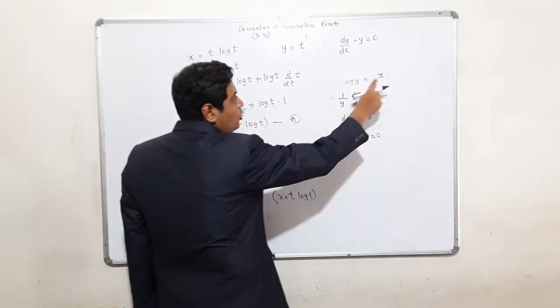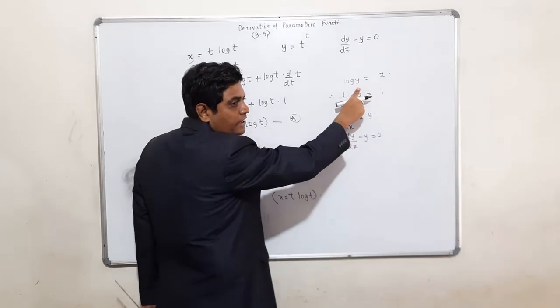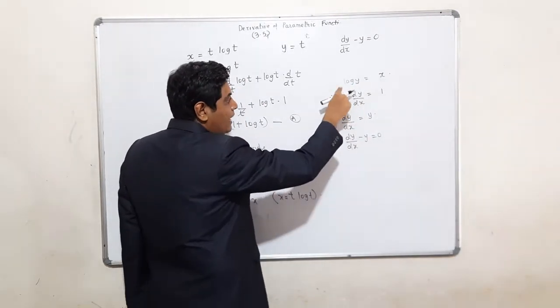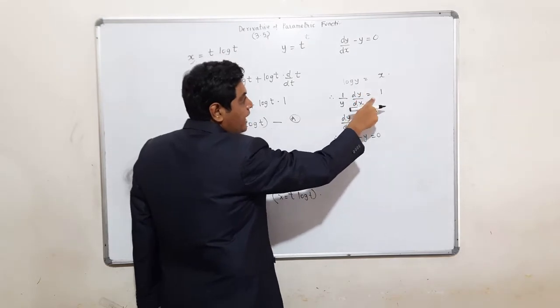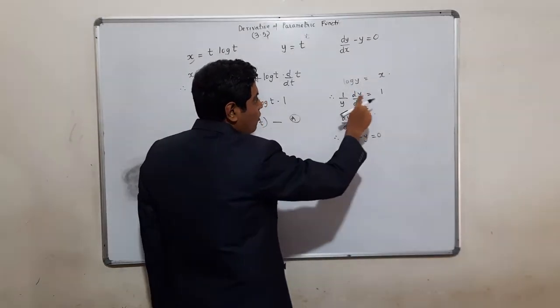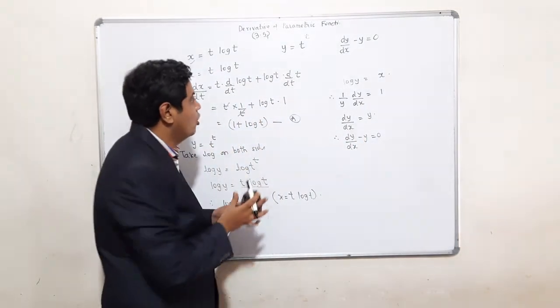Now I differentiate both sides with respect to x. So what is the derivative of log y? It is chain rule, so it will be 1 upon y into derivative of y. So dy by dx is equal to derivative of x. What will be the derivative of x? I just solve it and show you.